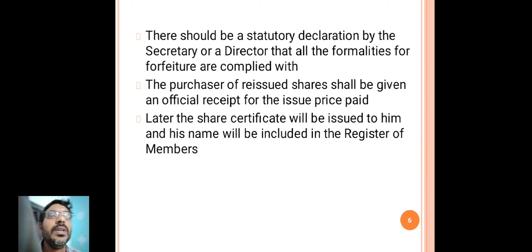The purchaser of reissued shares shall be given an official receipt for the price paid, and the share certificate will be issued to him, and his name will be included in the register of members.